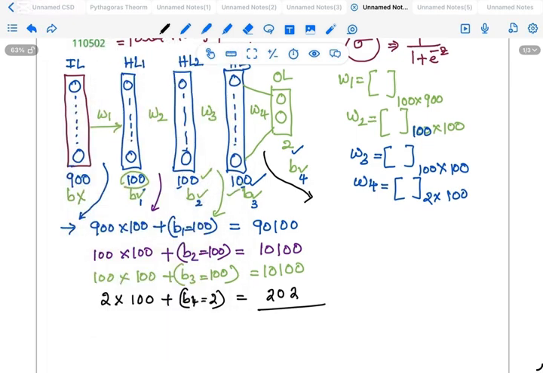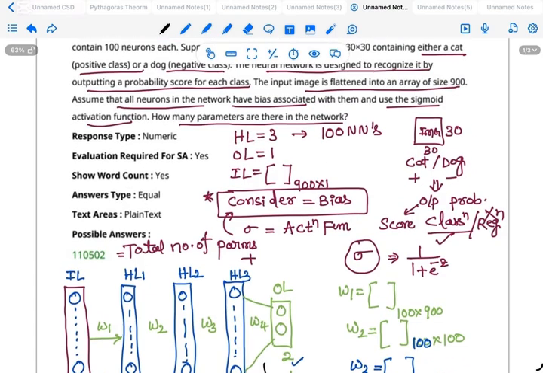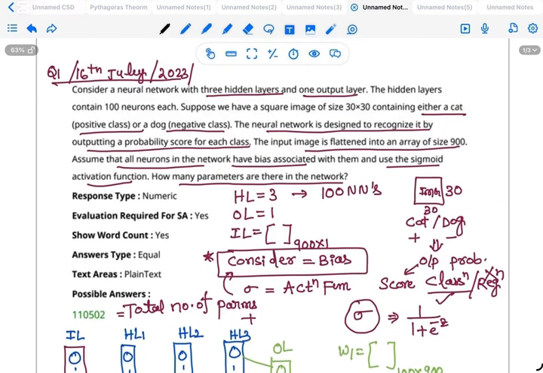90100 plus 10100 plus 10100 plus 202 equals 110502. This is the answer for this question, the total number of parameters.